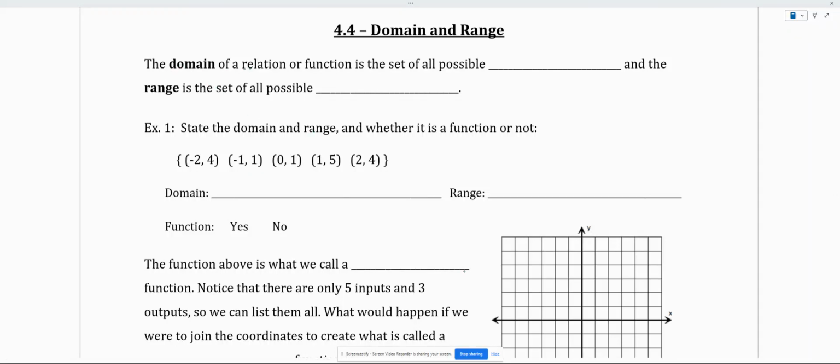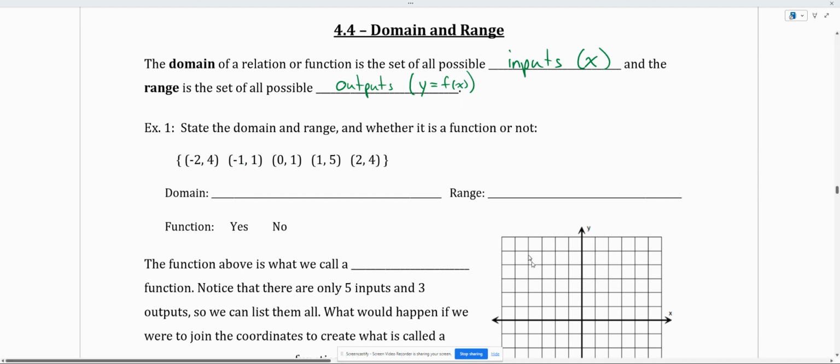So the domain of a relation or a function is the set of all possible inputs. Okay, what inputs are allowed? And very often this is X for what we're doing. Okay, and the range is the set of all possible outputs. Again, very often that's going to be y or f of x if it's in function notation.